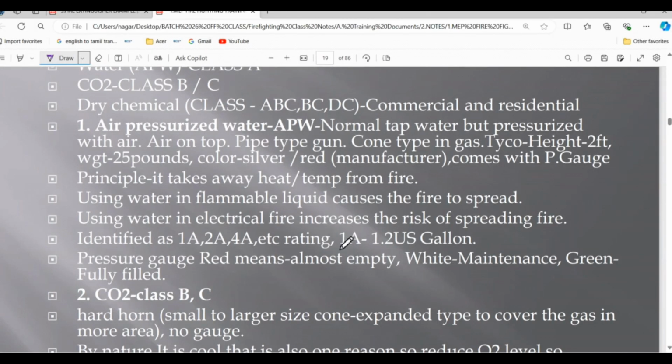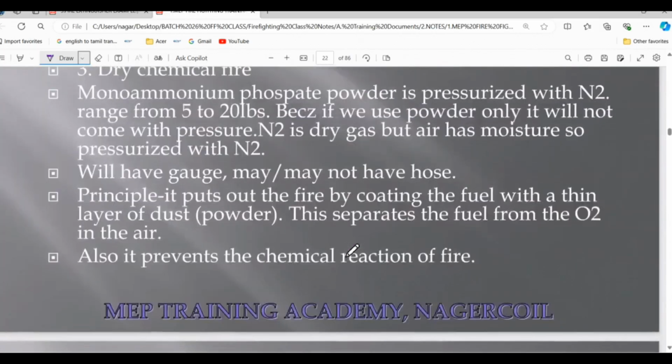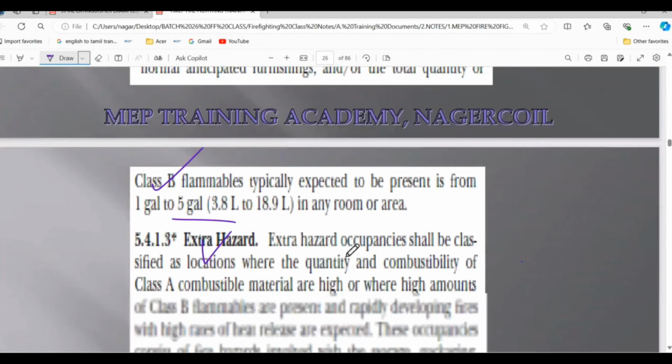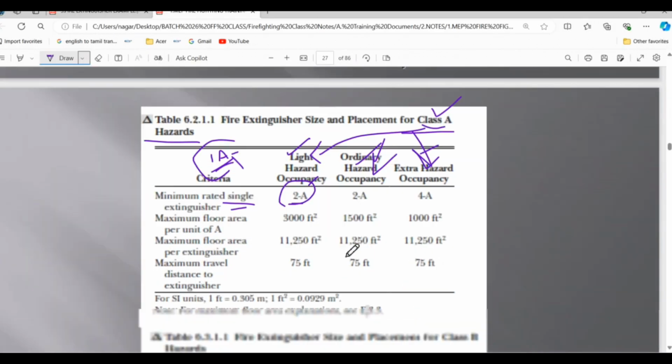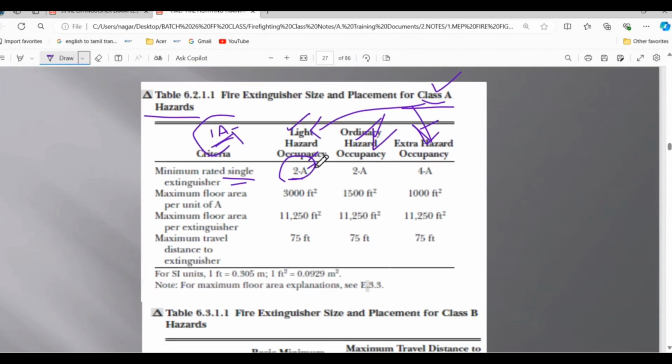Yeah, 1A means 1.2 US gallon. That much amount of water will be there, and the remaining is filled with gases. So 2A means 1.2 times 2, so 2.4 US gallons of water will be filled here. This is for the light hazard. Ordinary hazard is also the same, 2A. But coming to the extra hazard, it is 4A.